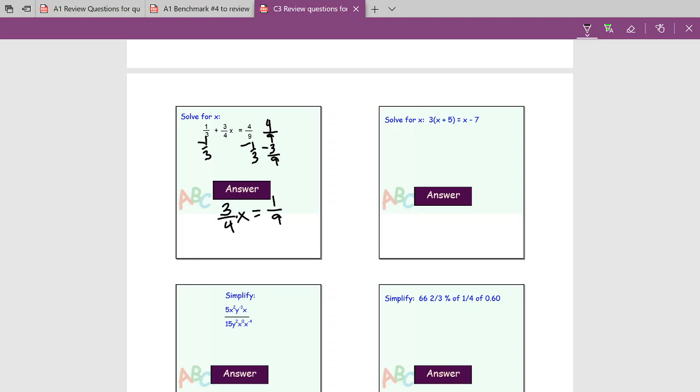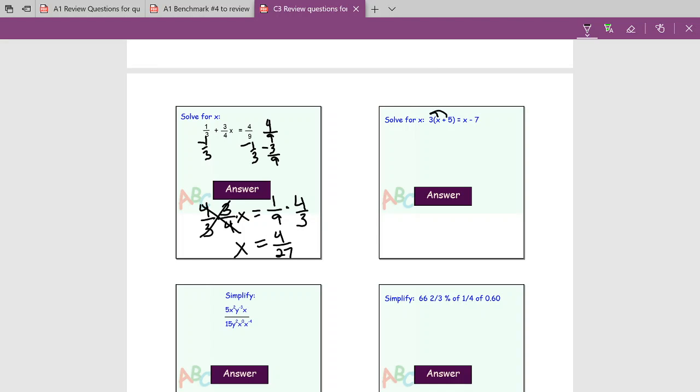And then I've multiplied by 3/4, so I'm going to divide by it. But dividing by a fraction is the same thing as multiplying by the reciprocal. So I'm going to multiply by the reciprocal on both sides. And I get x is equal to 4/27.